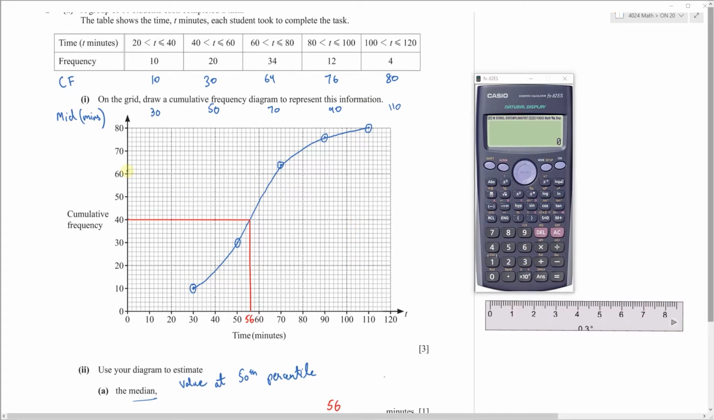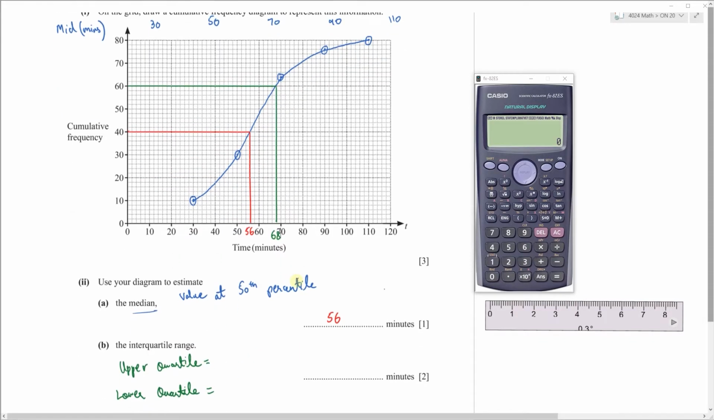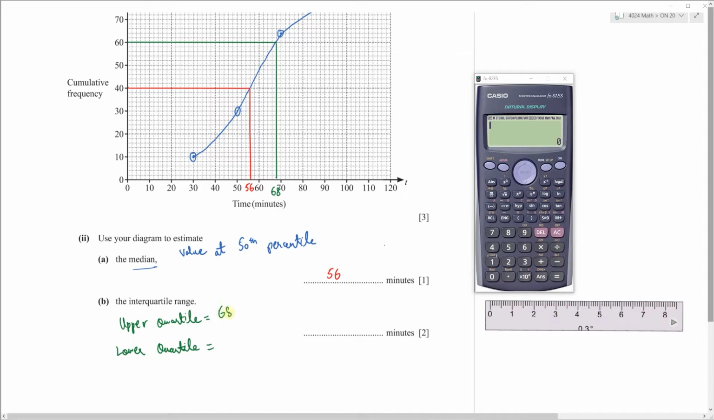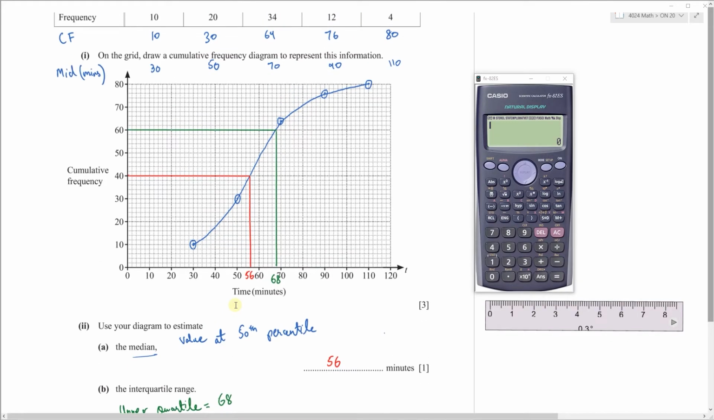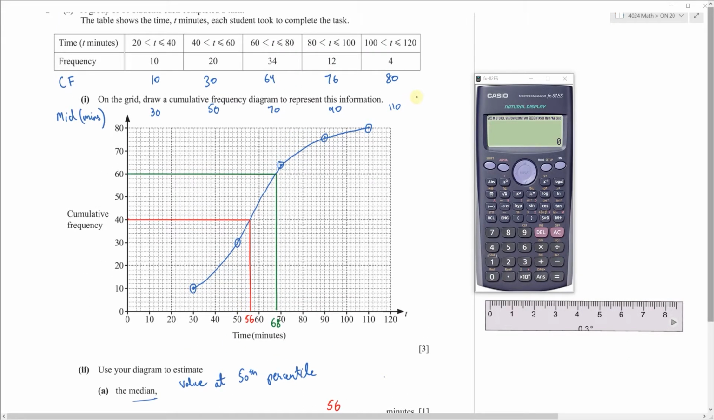So 60 is this. Again, I'll draw a straight line up till my curve here, and the value here is 62, 64, 66, 68. So my upper quartile is 68, and then the lower quartile will be the value at the 25th percentile. So 25th percentile of 80, 0.25 multiplied by 80 is 20.